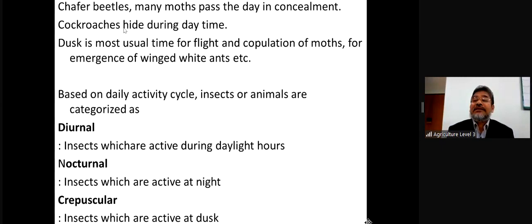The moths will mate with their partners when it is night. So not for all moths, but for some of these species. So depending on this, we would like to say that the animals, the insects, can be categorized into diurnal and nocturnal.